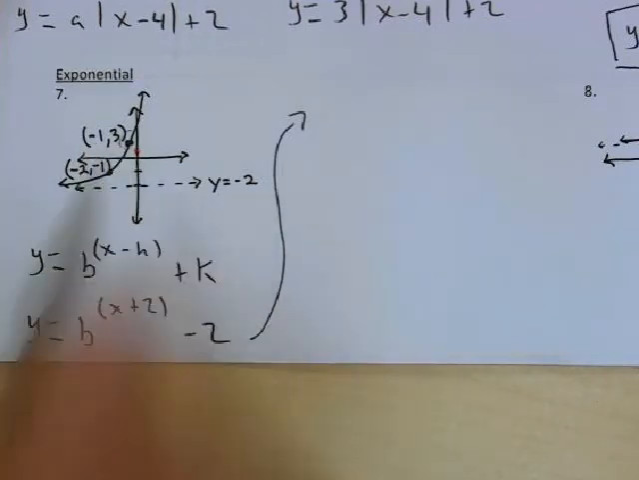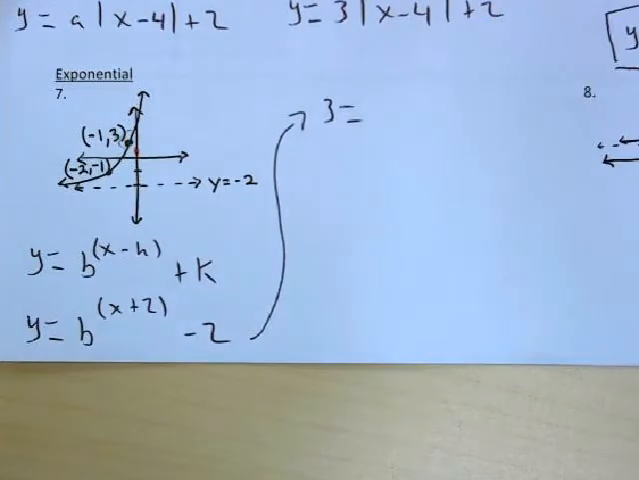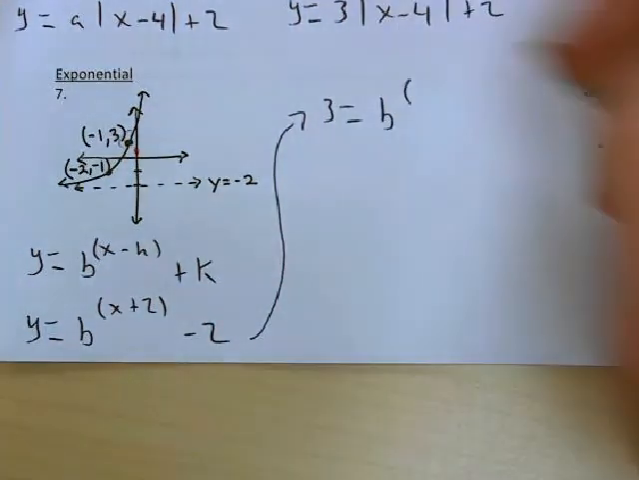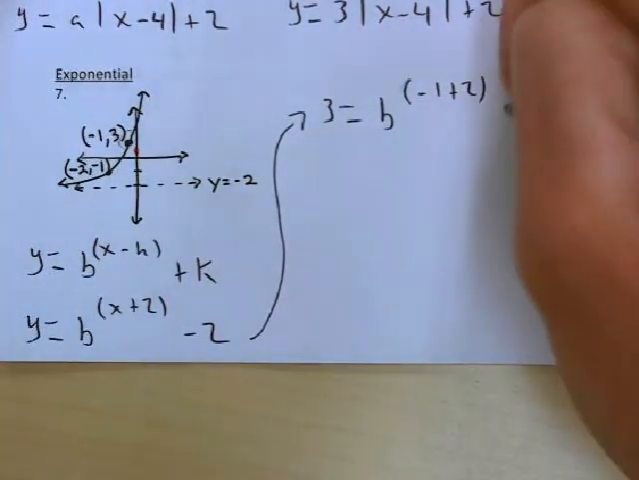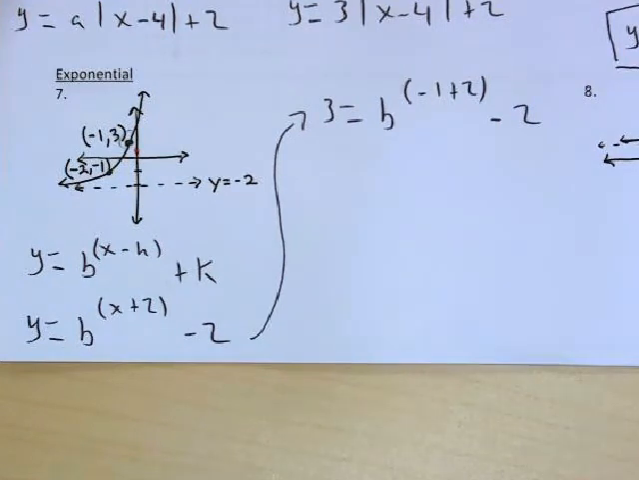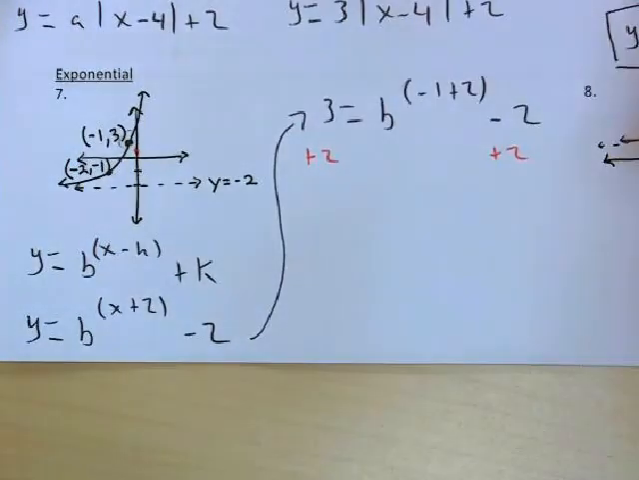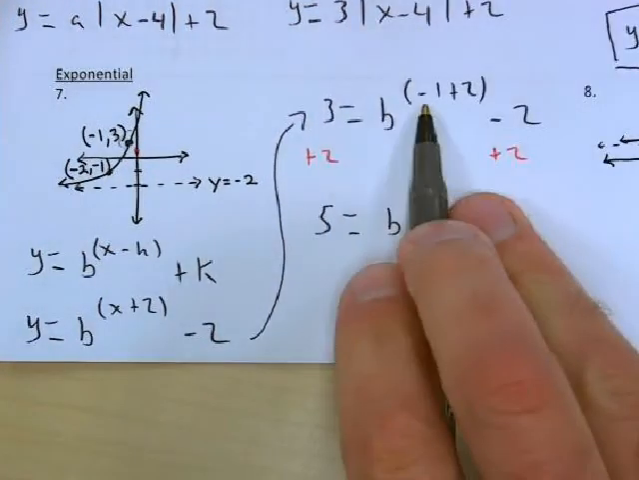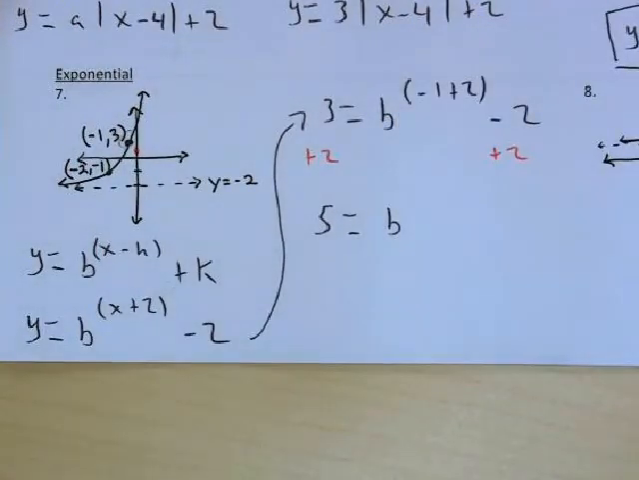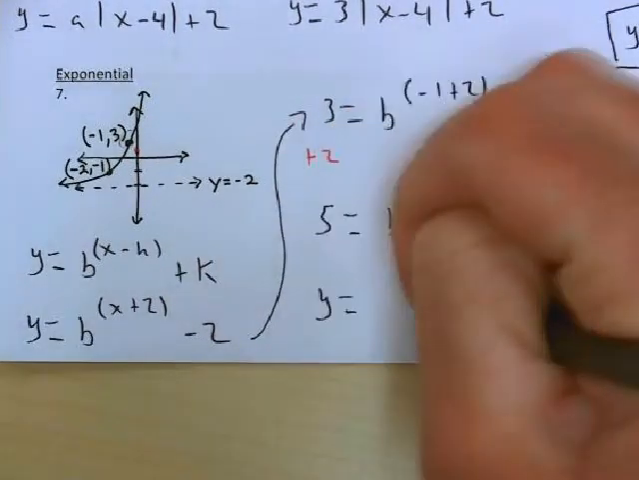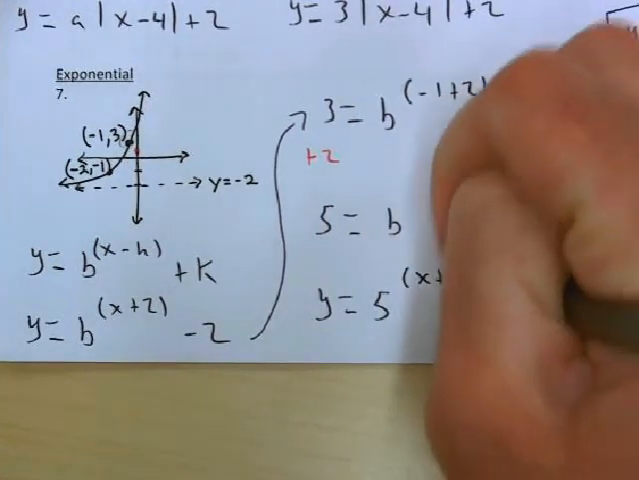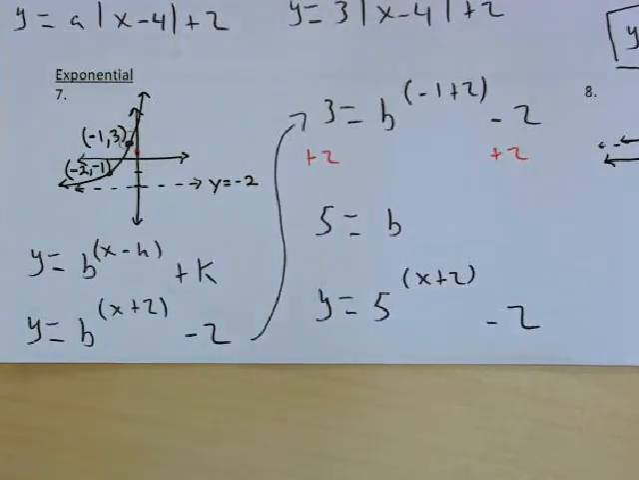So I want to stick in x is -1 and y is 3, which gives me 3 equals some base raised to the -1 plus 2 minus 2. And then we just want to simplify that and solve for b, and we'll have our answer. Okay, well, let's add 2 to both sides of the equation, get rid of that 2. And then that gives us 5 equals b raised to the -1 plus 2, which is b to the first, which is b. So we get b equals 5. And now that we know what our base is, we can write our equation. So our equation is going to be y equals 5 to the x plus 2 minus 2. All right, so there's our equation.